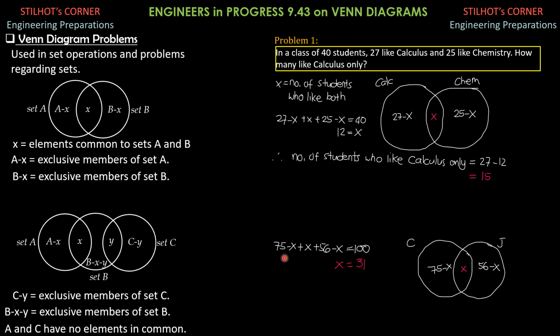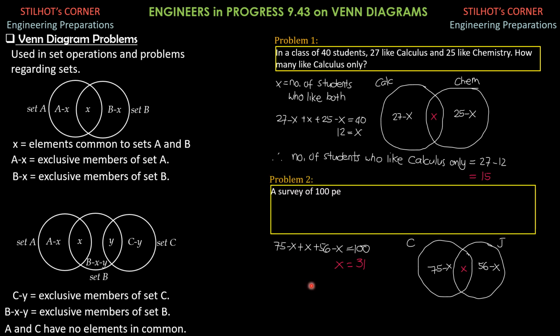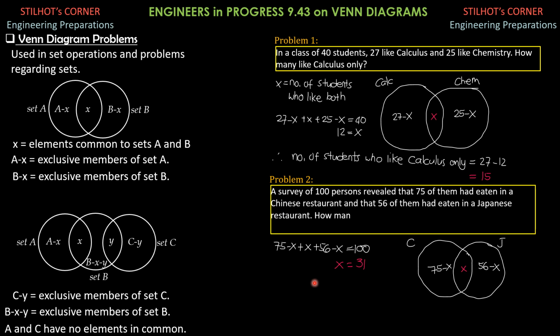Then, in this second problem, problem 2, a survey of 100 persons revealed that 75 of them had eaten in a Chinese restaurant and that 56 of them had eaten in a Japanese restaurant. How many had eaten in both restaurants from the surveyed group?